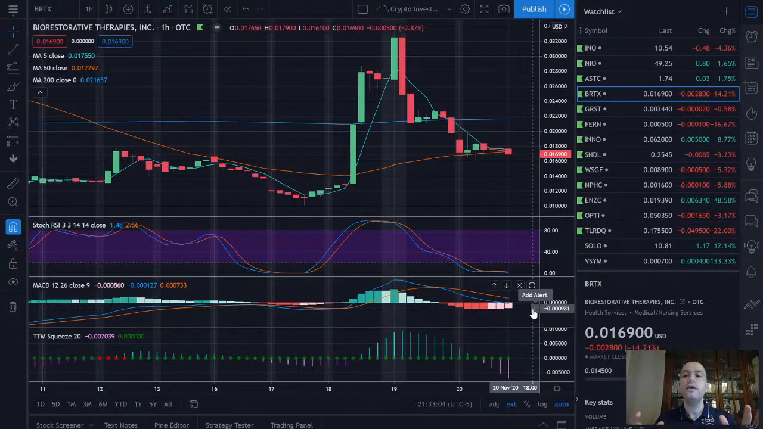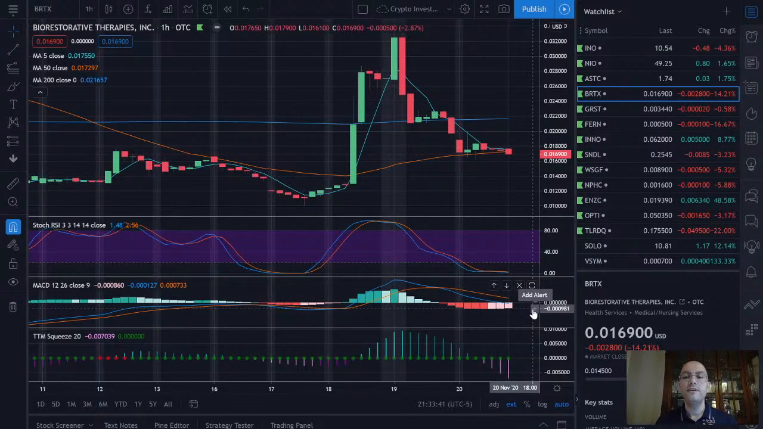The RSI is actually the derivative of the price itself. So it depends directly on the price on the chart. The stochastic RSI, or the stochastic oscillator, is the derivative of the RSI itself, or a second derivative of the price.